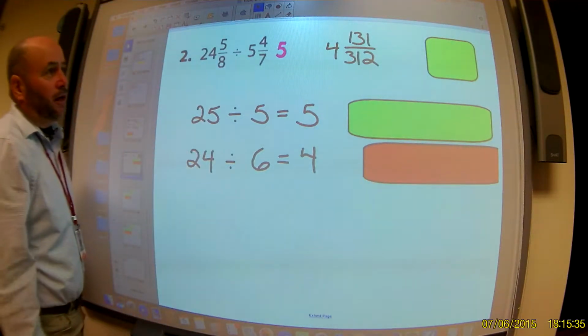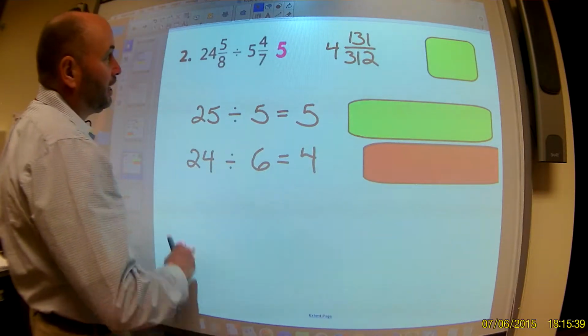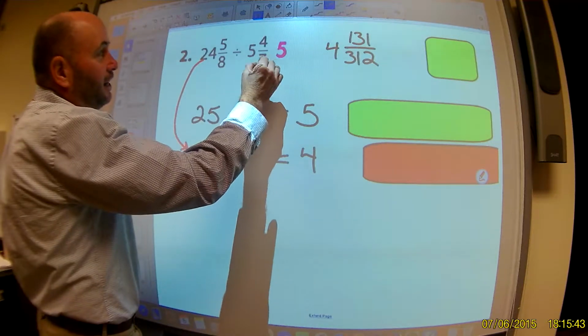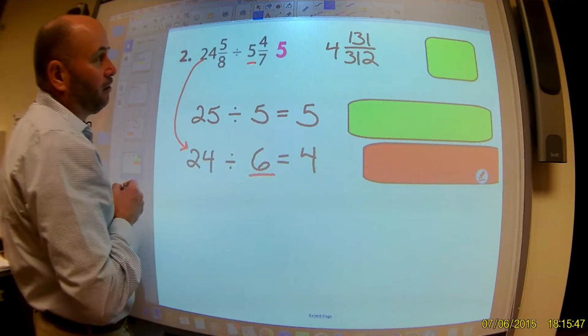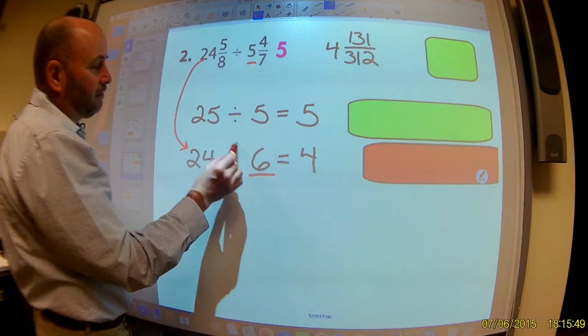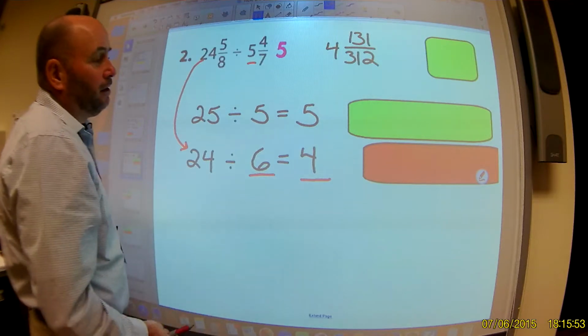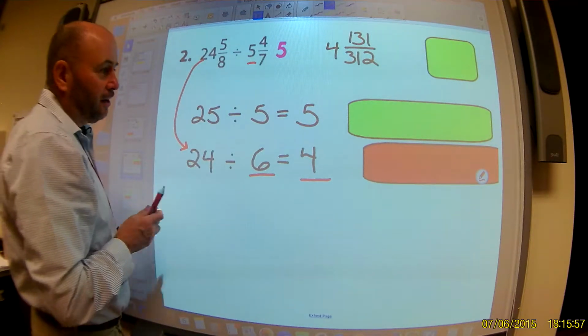Another way of doing it, which may have given you a lower estimate, would be to leave the 24 as 24, and take the 5 4/7 and round 5 up to 6. So this is kind of the opposite, but you can see where your estimate would be 4, where your estimate over here would be 5. All right?